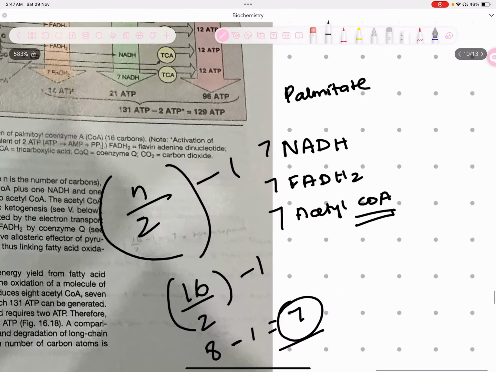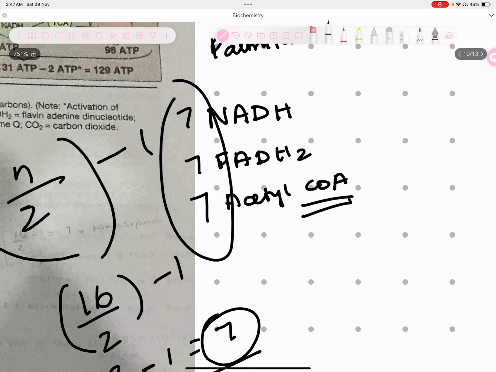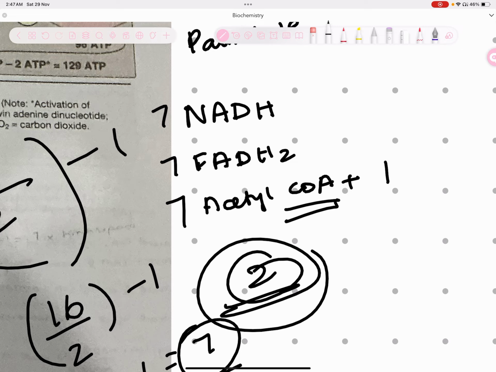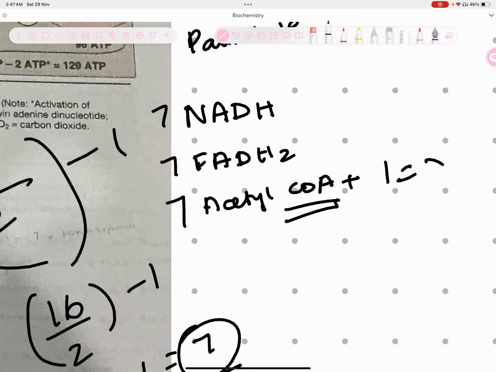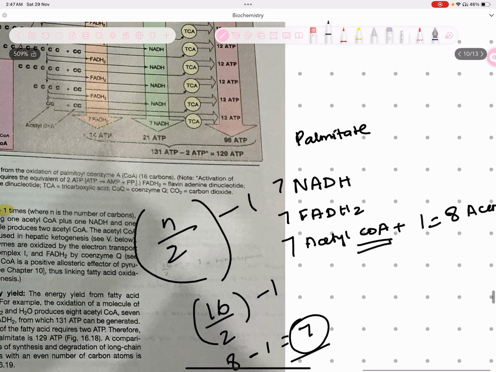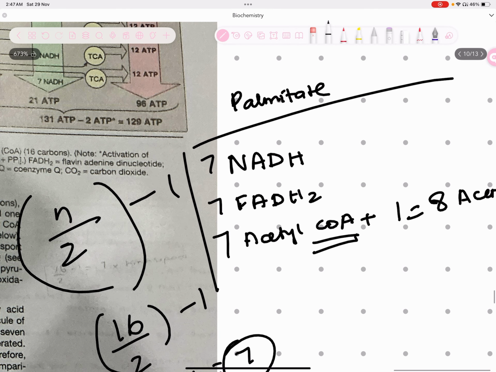So therefore, yes, every step had one acetyl CoA, but the final step had one extra because, as I told you, it has 2 acetyl CoA in the final step. One is already included in this formula. So in the last step, you had one extra. Therefore, the total is 8 acetyl CoA. So this is the entire calculation, and our entire calculation will be based on this.